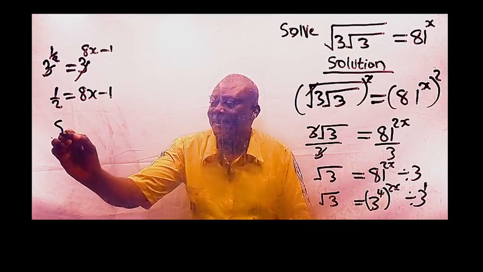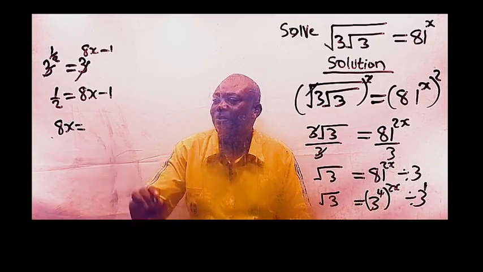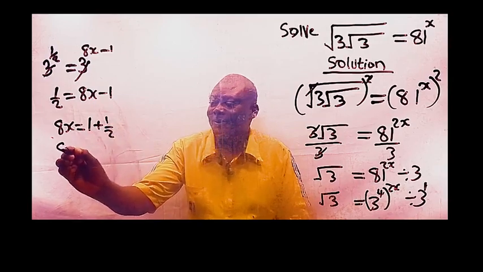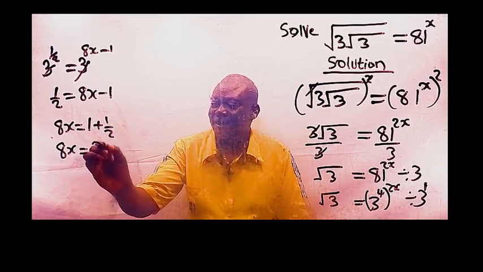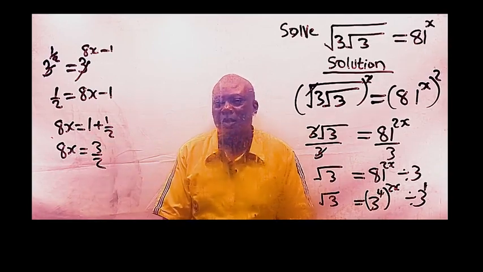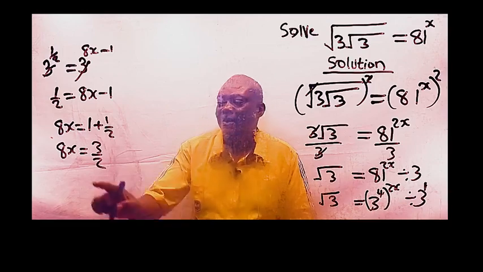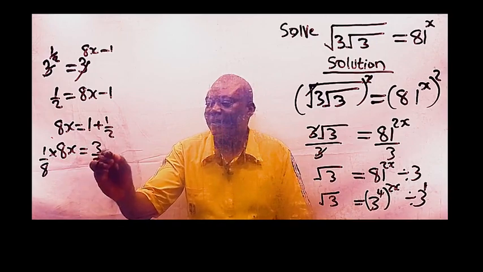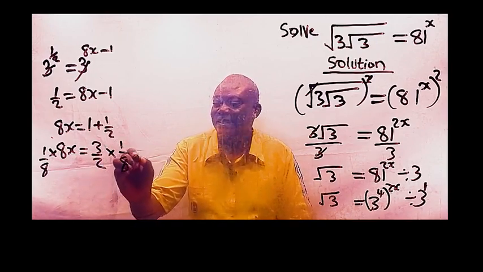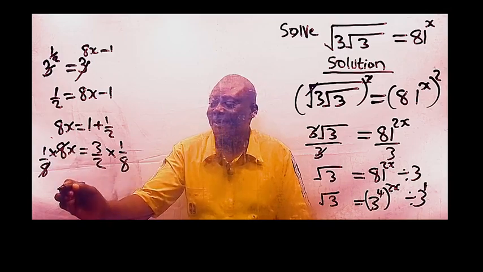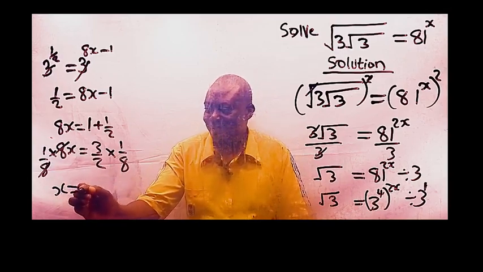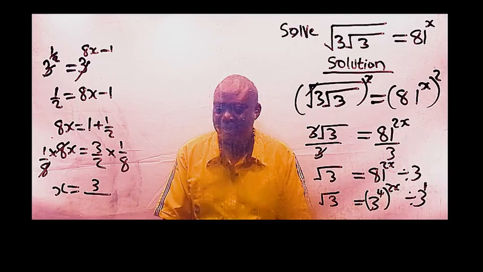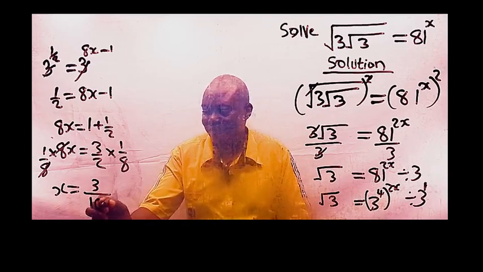So 8x will be equal to 1 plus half. So 8x will be equal to 3 over 2. So to do away with the coefficient of x, you multiply both sides by 1 over 8. 1 over 8. Can you see it? So this one will give, now x will be equal to 3 over 2 times 1 over 8, which is 3 over 16.